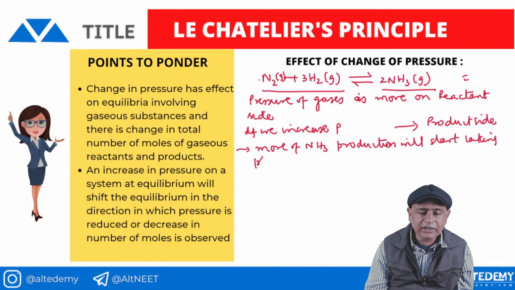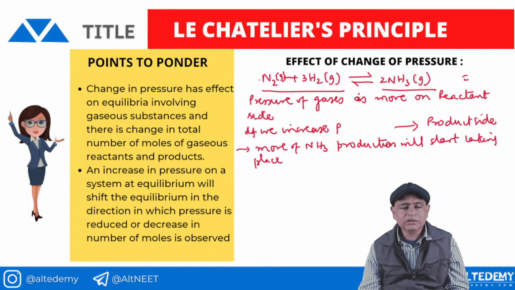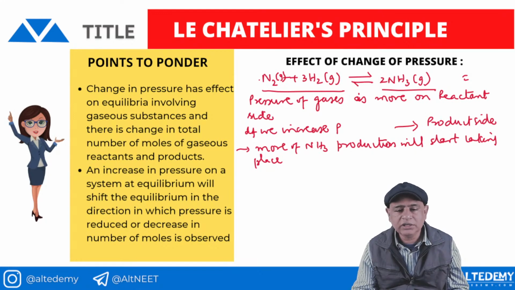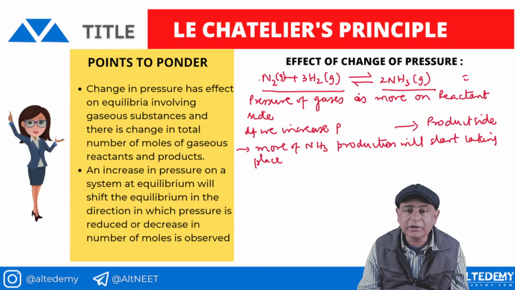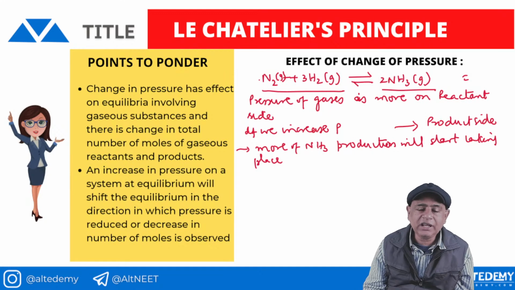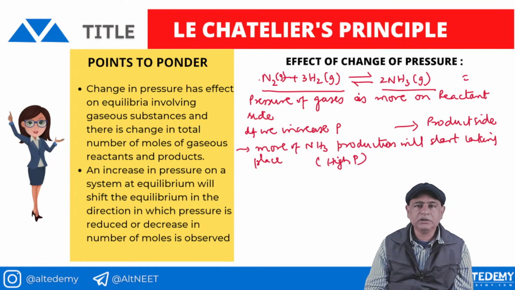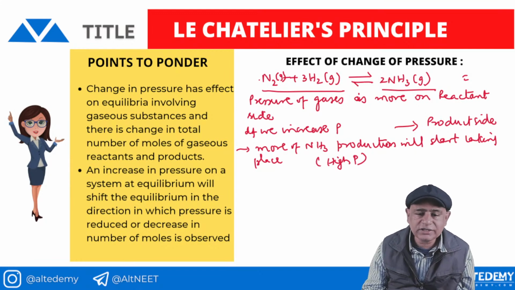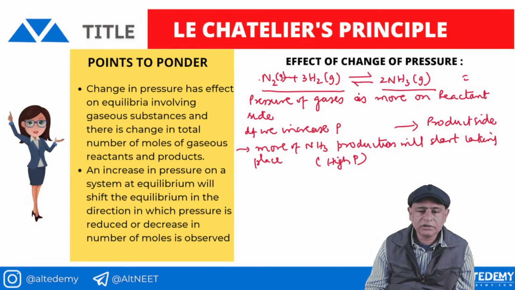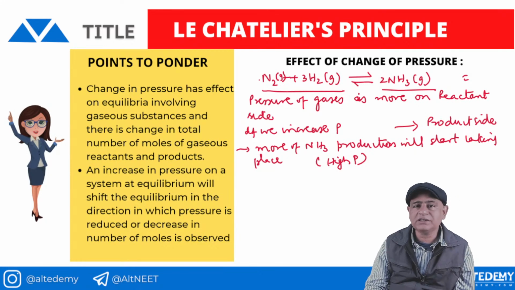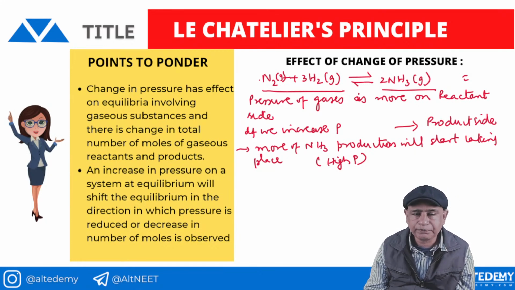And that gives us an idea. Suppose industrially we want to prepare more of NH3, then the reaction, this is Haber's process, has to be performed at high pressure. So one of the conditions is high pressure. But it's not always necessary that in each of the reactions such a situation can happen.